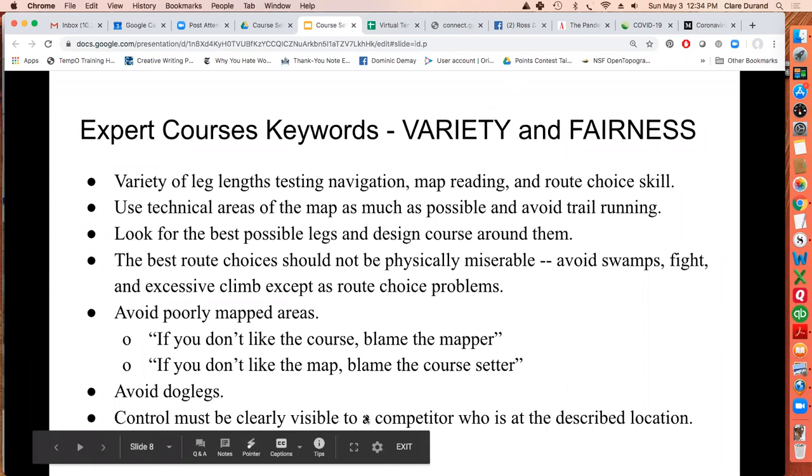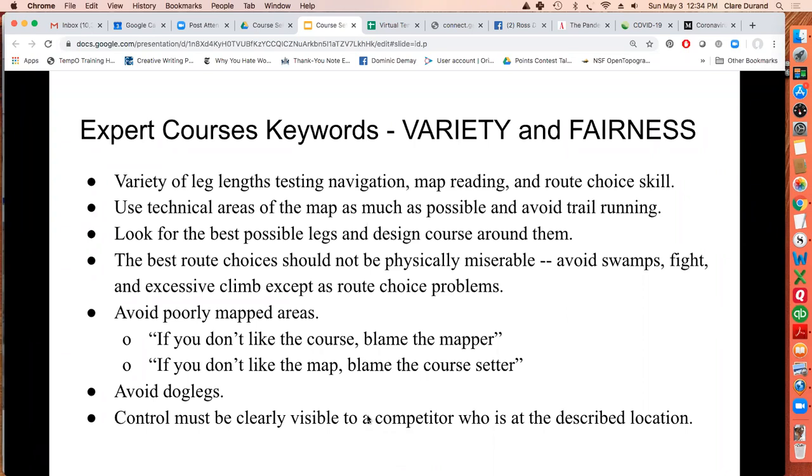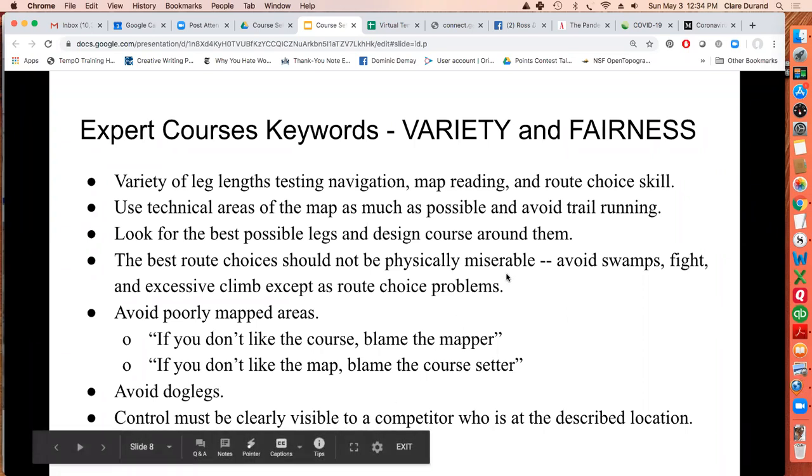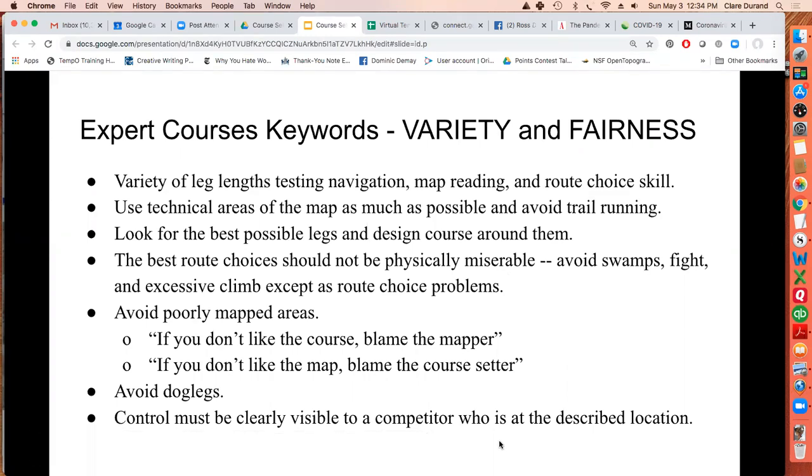The control should be clearly visible to a competitor who is at the described location. Just like you don't want your route to be physically miserable, it's also not about having to hunt for a control once you get to the right place. If I circle a boulder and the description says it's on the east side of the boulder, then when I go to the east side there should be no doubt that there's a control clearly visible there.